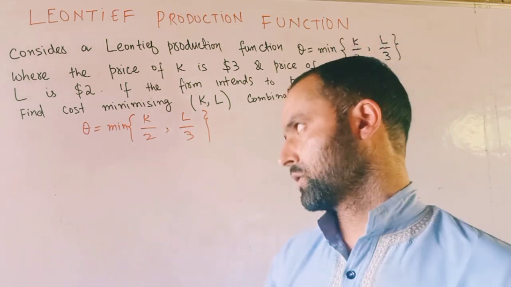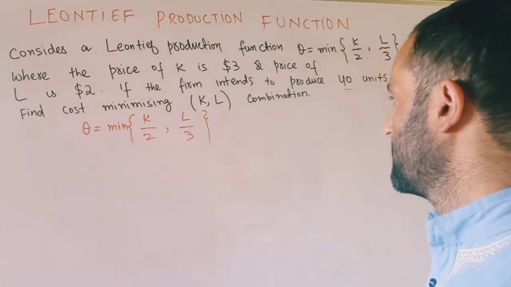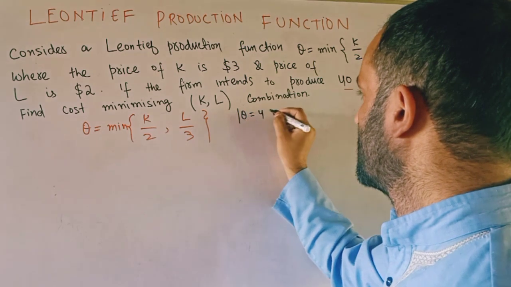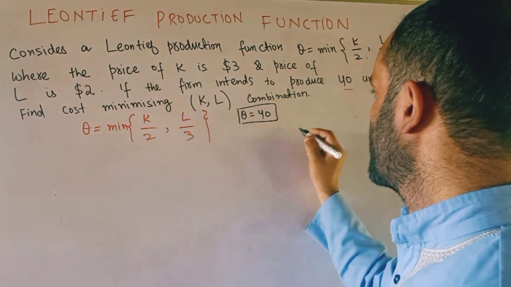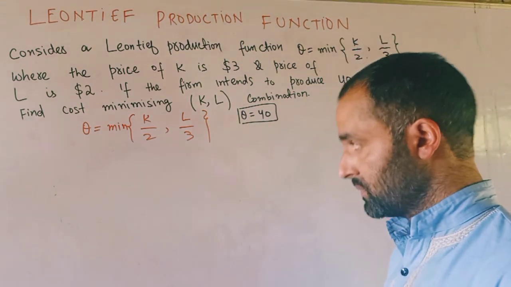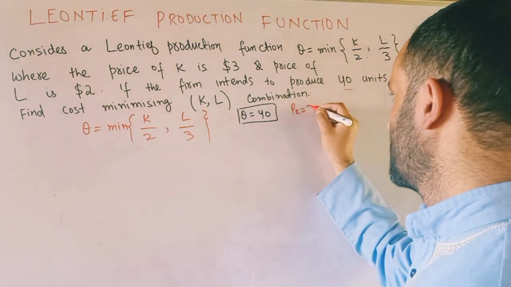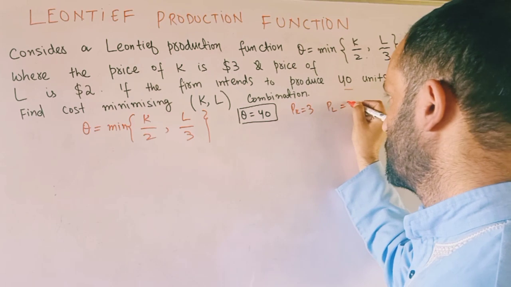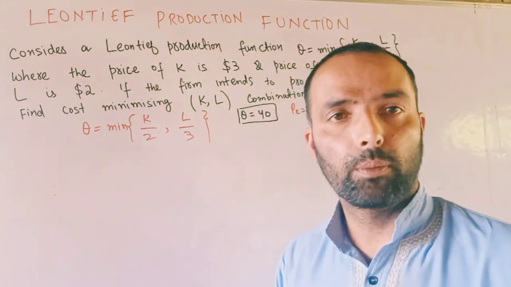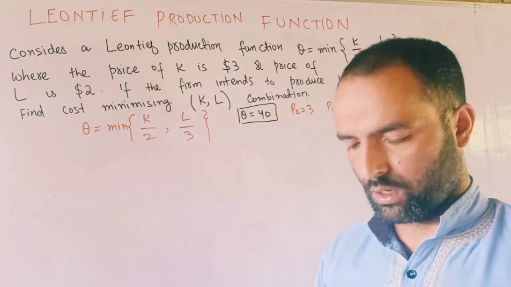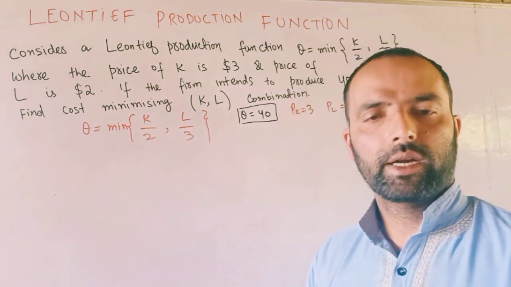Okay, so let's continue. We are also being told that we intend to produce 40 units of output. And we are also being given that the price of capital is $3 and the price of labor is $2. We are supposed to find the optimal combination of capital and labor which will minimize our cost. Okay, so how do we solve this kind of question?